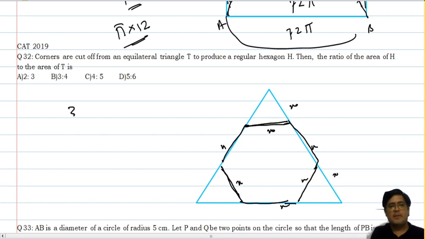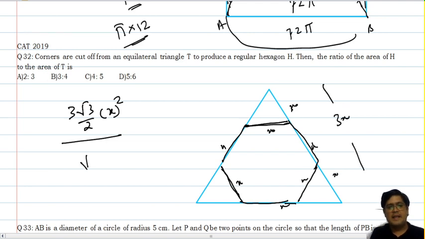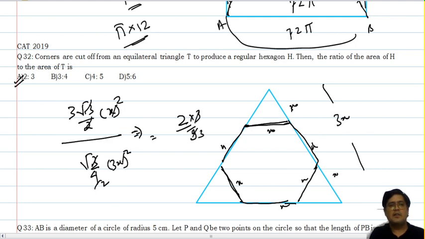Hexagon area is given by 3 root 3 by 2 side square, divided by the triangle, because sides are 3x, the complete side is 3x. For equilateral, the area is root 3 by 4 side square. So not a very big deal. If you remember these formulas, in 10 seconds our answer will be ready. X square is gone, this becomes 9, and root 3 is gone, this 2 goes up, 2 into 3 by 9, cancel, 2 by 3 should suffice.